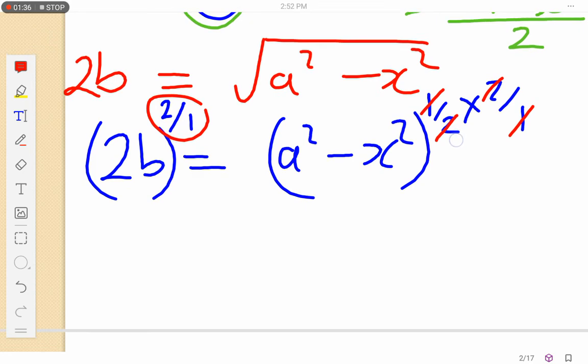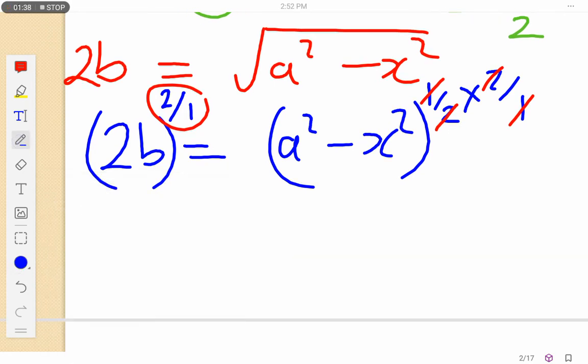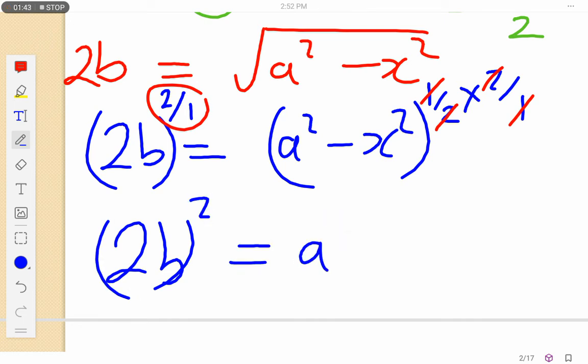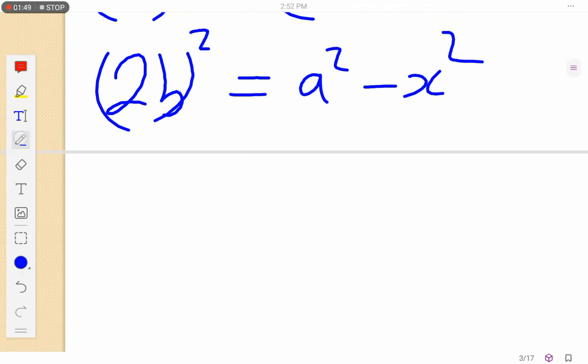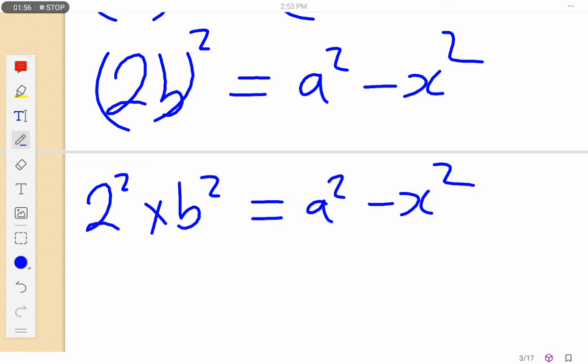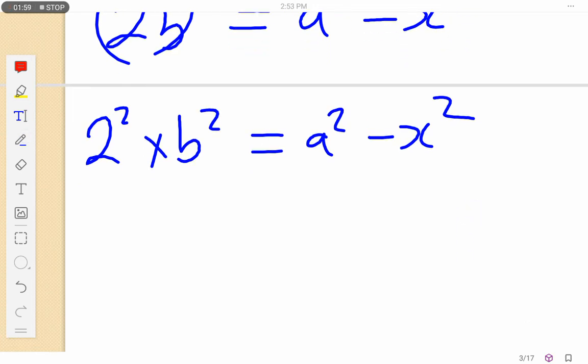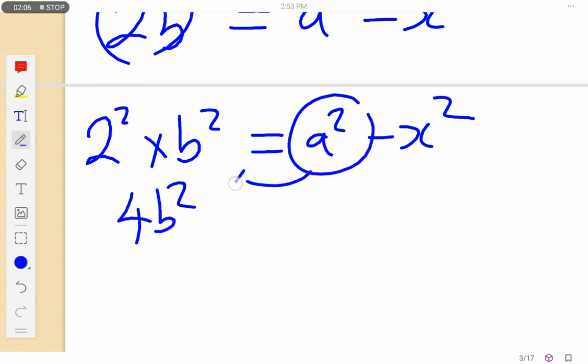So this becomes 2b squared is equal to a squared minus x squared, like that. And 2b squared is the same as 2 squared times b squared is equal to a squared minus x squared. Let's finish it. 2 squared is equal to 4, so we get 4b squared. I'm now going to take this a to this side. It becomes minus a squared is equal to minus x squared.